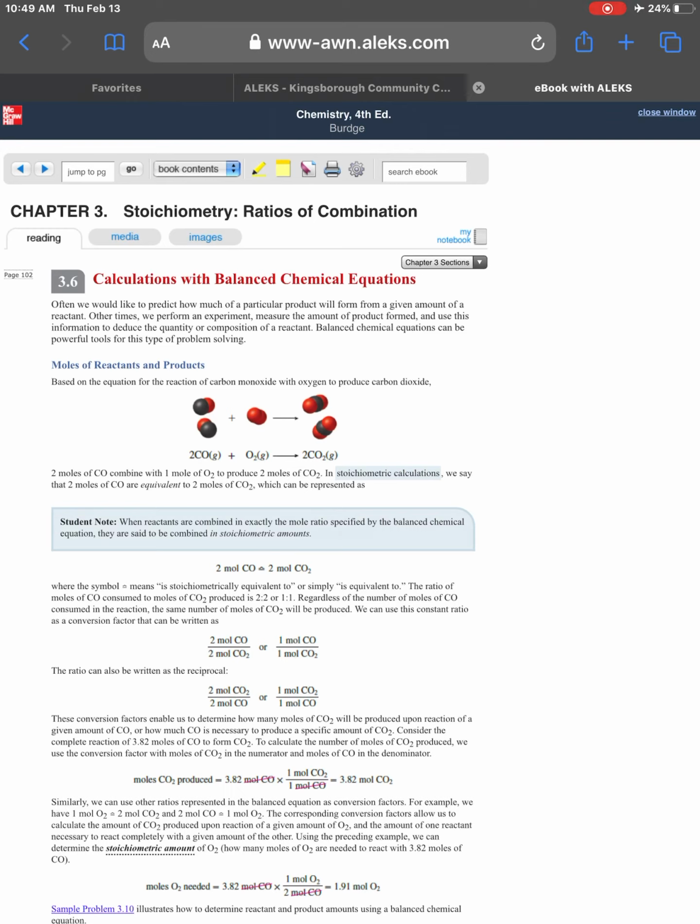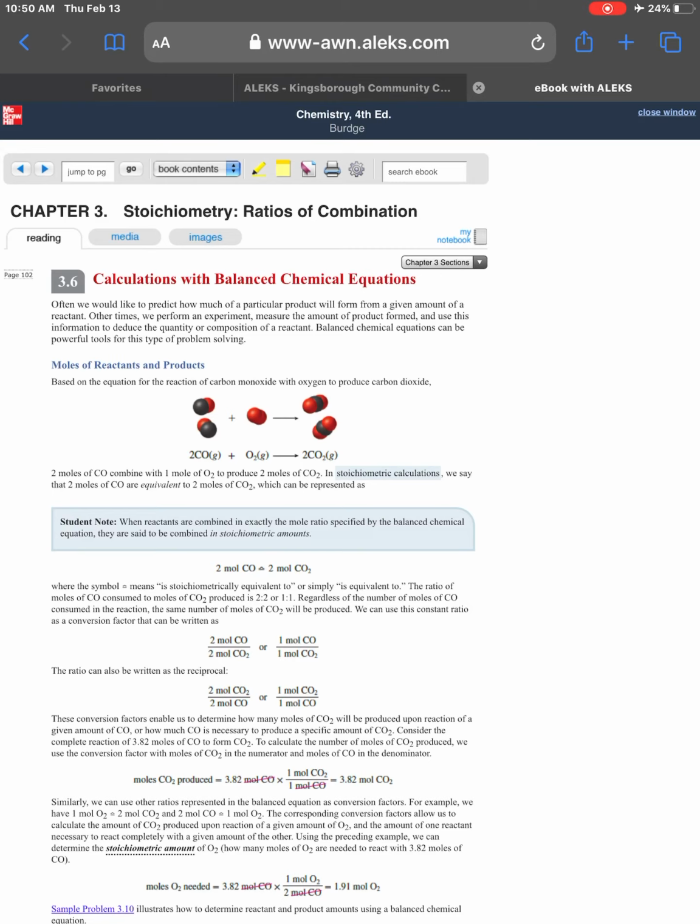A picture is shown above the balanced equation to show us how that works physically. There are 2 carbon monoxide molecules. Remember, the carbon is black and the oxygen is red, so there's 2 carbon monoxide molecules reacting with 1 oxygen molecule to form 2 carbon dioxide molecules, 2 CO2s. So there's our balanced equation. We're going to use that balanced equation in this section and the next. So let's take a look at the example here.